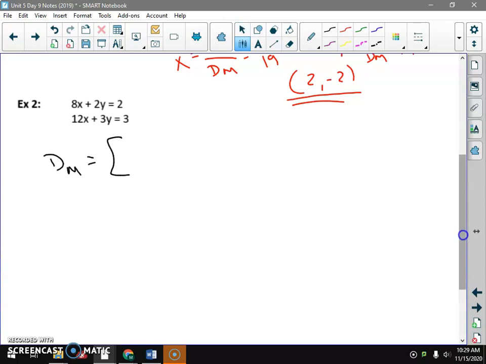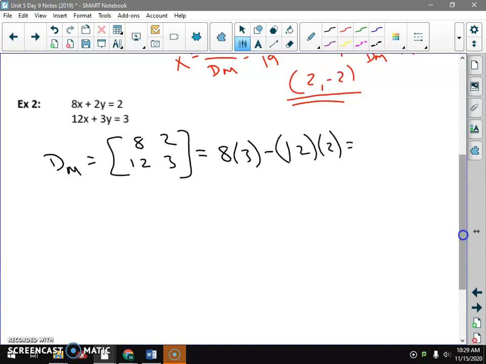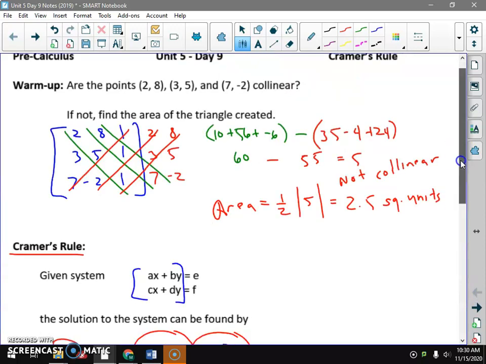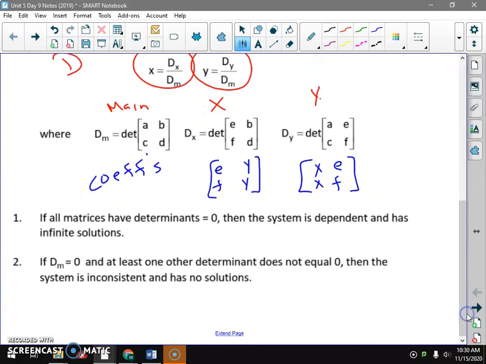Main matrix, 8, 2, 12, 3. Let's find its determinant. 8 times 3, 24. 12 times 2, 24. 24 minus 24 is 0. Wait a minute. Dm goes in the bottom, and if the bottom's 0, what does that mean? Let's go back to those special cases I was talking about. Case 1.